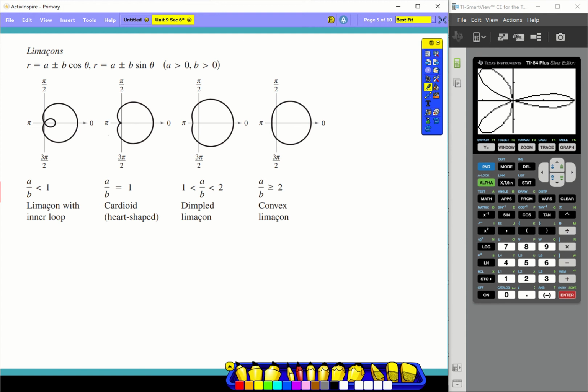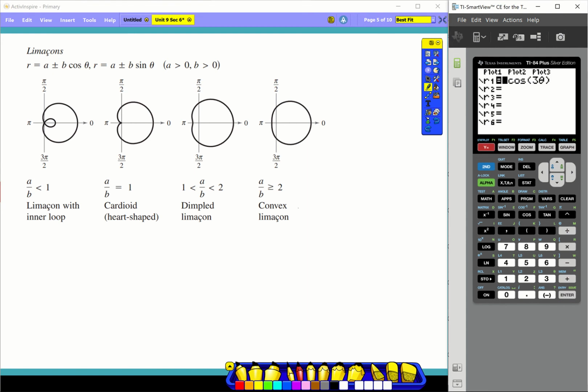So the inner loop is when A over B is less than 1. This heart-shaped, oh, I guess I could have said heart-shaped instead of butt-shaped. This heart-shaped graph, a cardioid. If you'll notice, it sounds like heart, right? This is a dimpled limacon, and this is a convex limacon. Remember these.